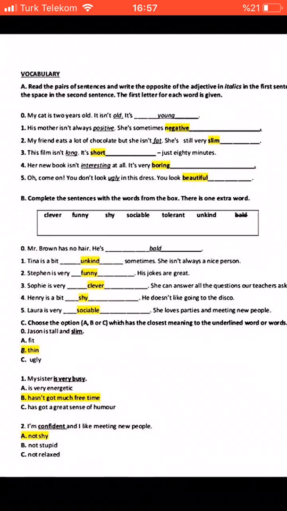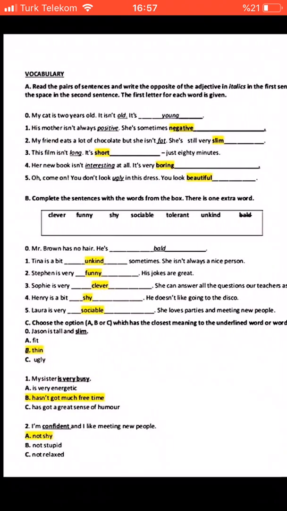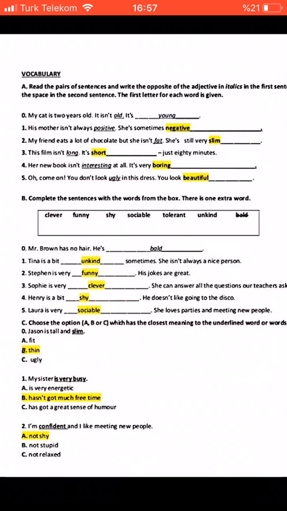Funny, tabii ki de komik. Sophie is very blah blah. She can answer all the questions our teachers ask. So that means she's smart, clever. Akıllı bir çocuk. Henry is a bit shy. That means introvert, içine kapanık, utangaç. He doesn't like going to the disco. Laura is very sociable. She loves parties and meeting new people. That means she is sociable.